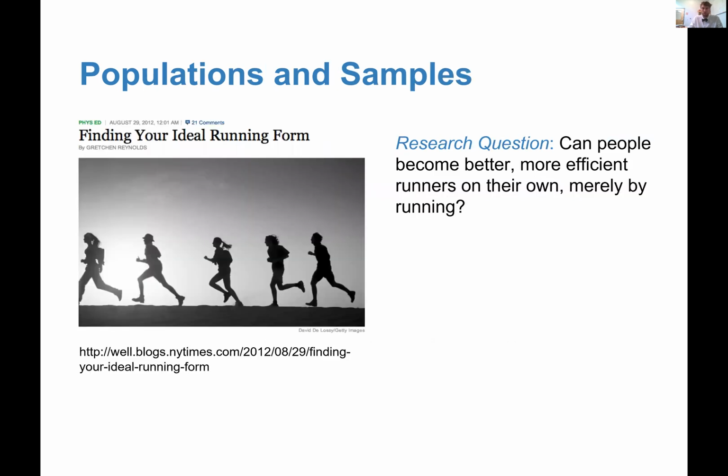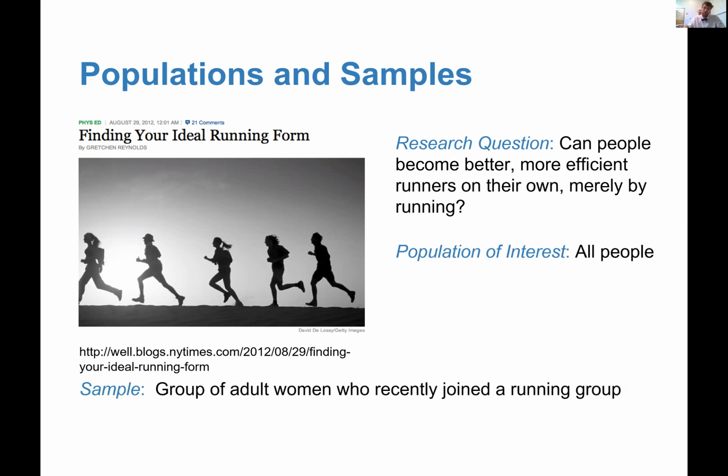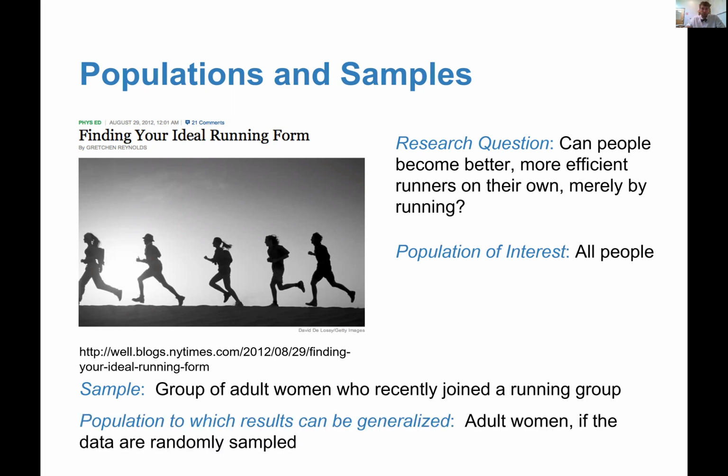Okay. So I'd like to start off with examples. So here is a thing about finding your ideal running form. The question was, can people become better, more efficient runners on their own merely by running? The population of interest was all people, but the sample was a group of adult women who recently joined a running group. And so the population to which results can be generalized would be adult women if the data are randomly sampled. It's a big if.